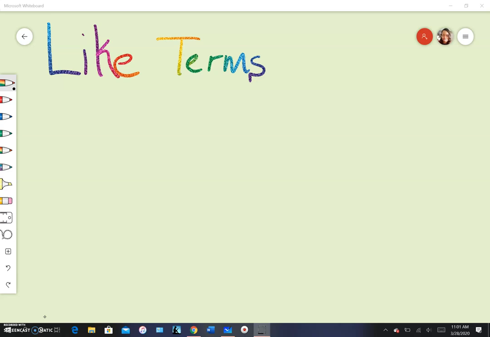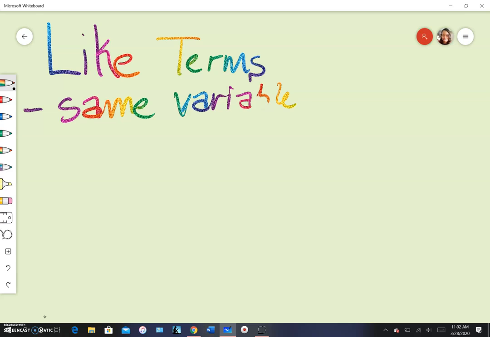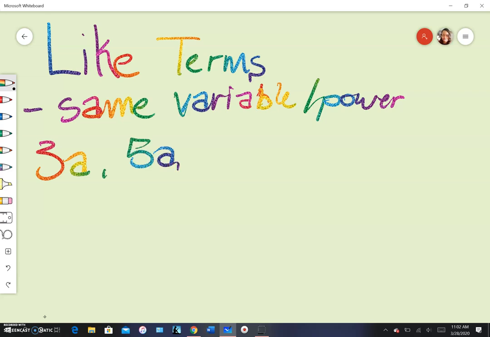Like terms means terms that are the same, and mathematically speaking, they are the same if they have the same variable and power. So that means 3a, 5a, 10a, negative 6a. These are all like terms because they all have the a.